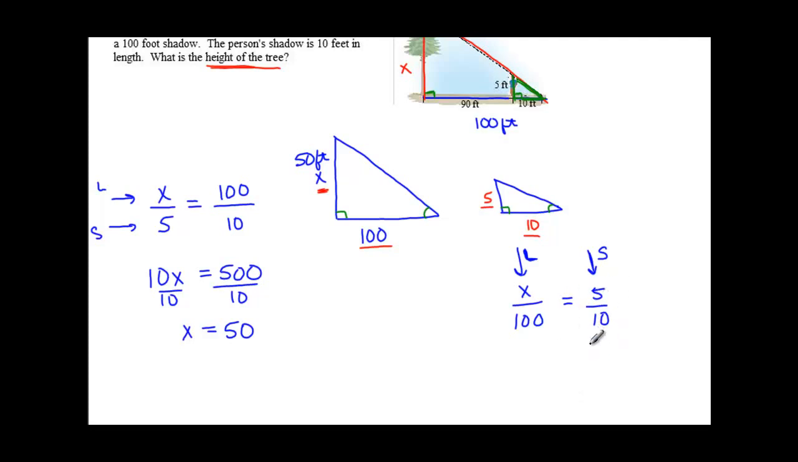Okay. And I could simplify if I wanted to before. The arithmetic is pretty simple, so we're just going to go ahead and cross multiply. 10x equals 500, and just like in the previous problem, x would equal 50. So either one of those ways would be correct.